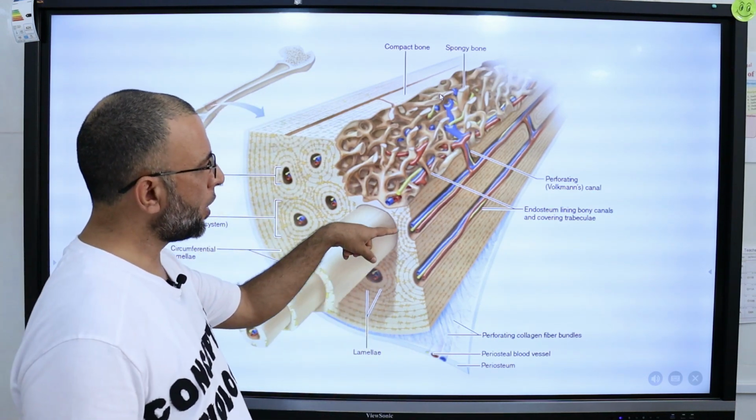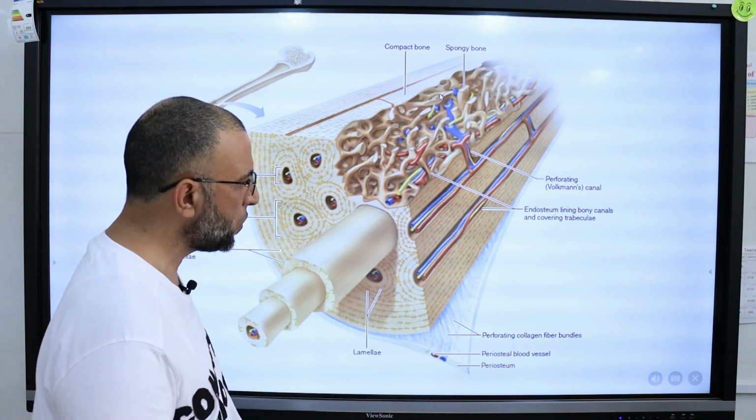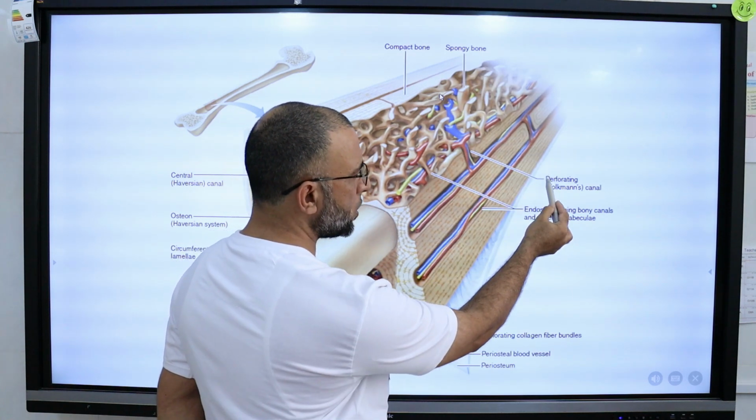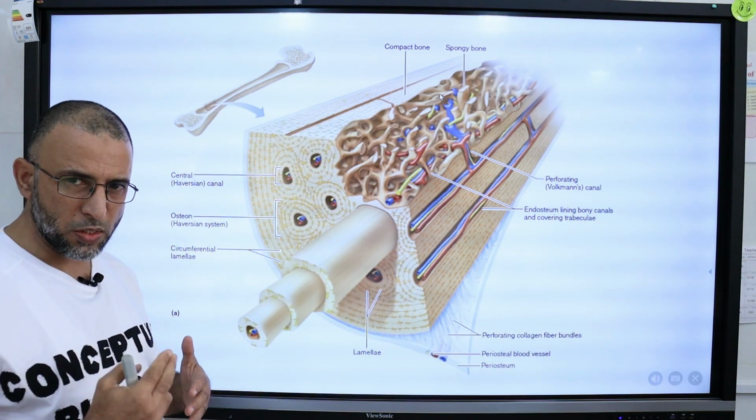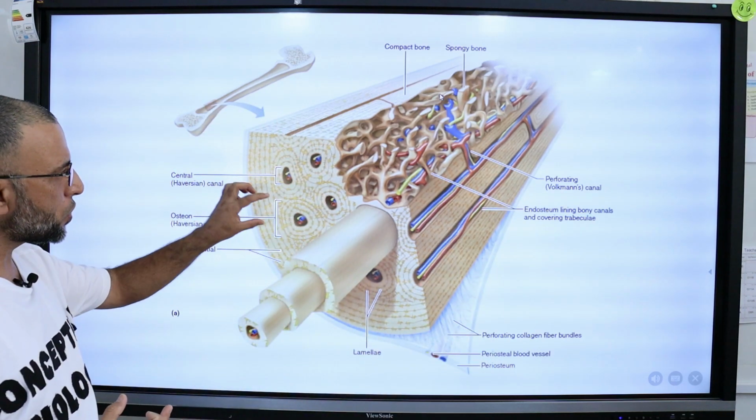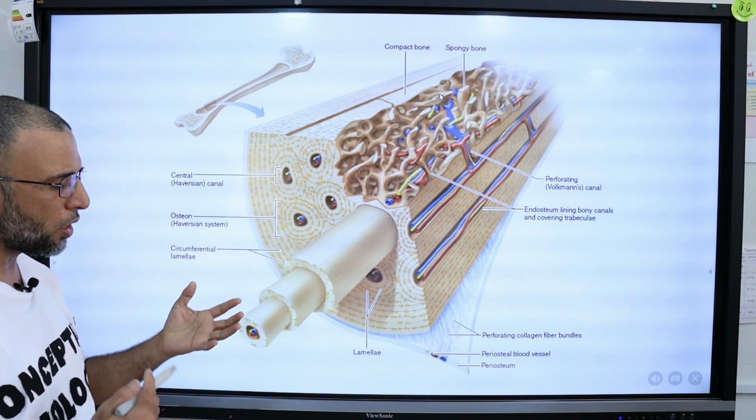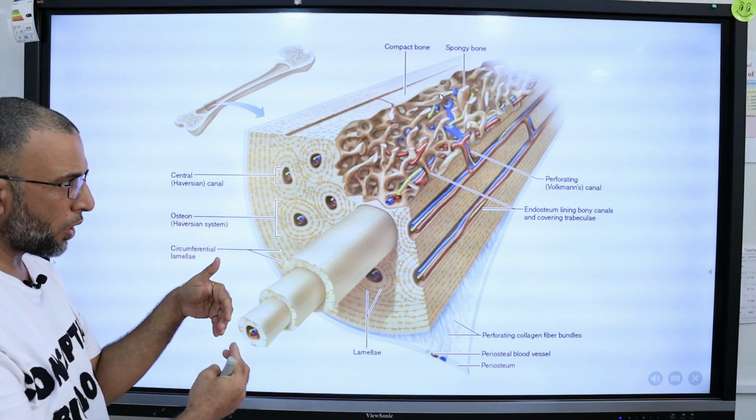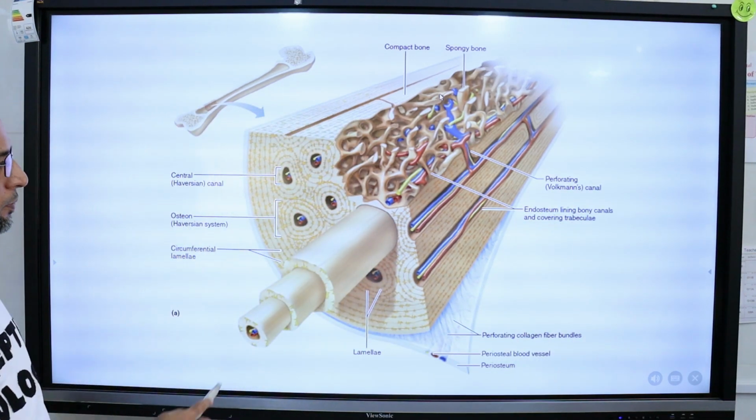Like this central canal which is present in this osteon, and this central canal present in this osteon. Now, these central canals are interconnected through a canal called the perforating canal or Volkmann's canal. This perforating canal is at right angle to the central canal, and it is a connection between the osteons present in the compact bone. In each osteon the central canal has blood vessels, lymph vessels and nerves. They are also interconnected with each other through these perforating canals or Volkmann's canals.